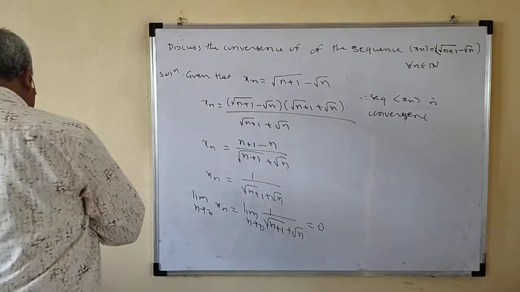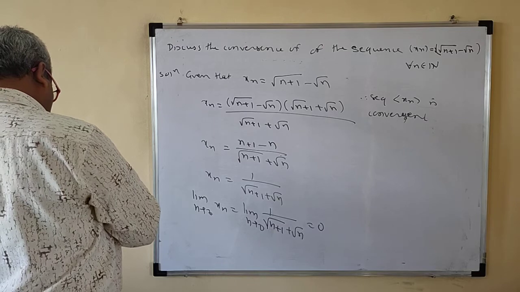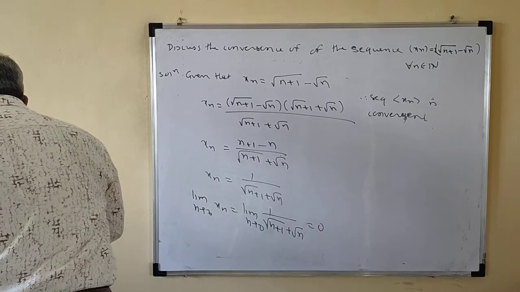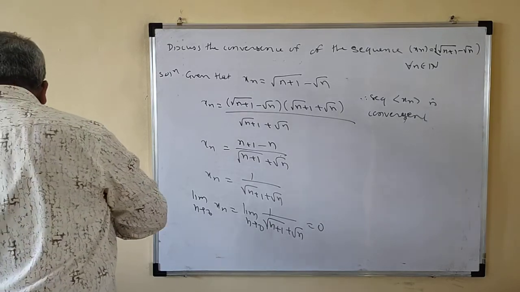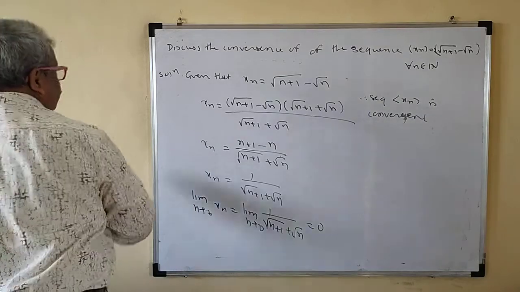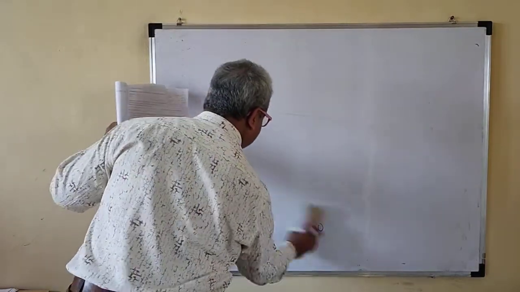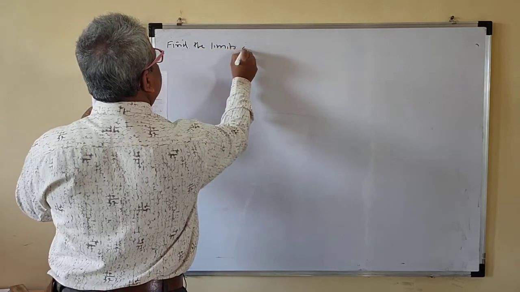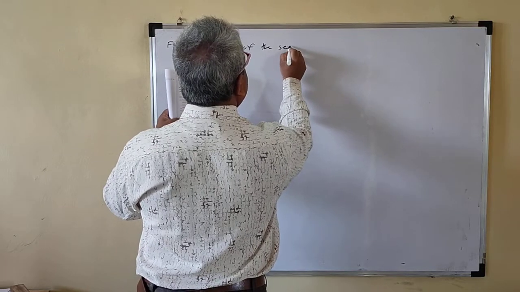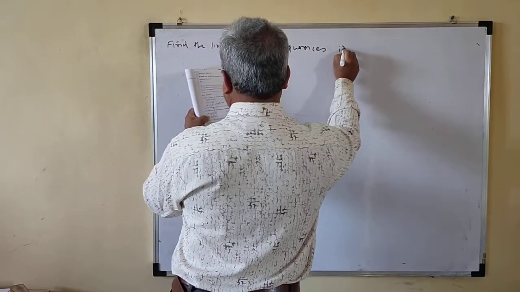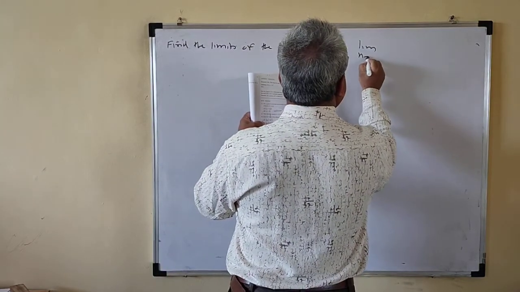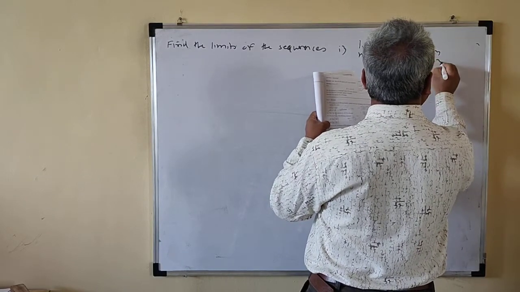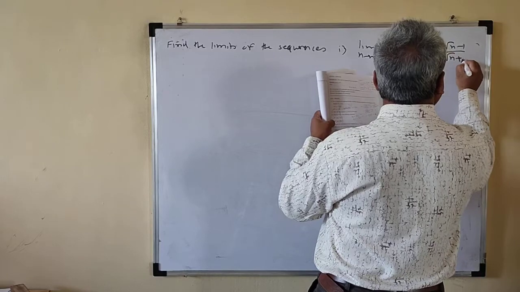Okay, now we will take the next part. Next one is: find the limits of the sequences. 1: limit n tends to infinity minus 1 raised to n upon n plus 2, and limit n tends to infinity root n minus 1 upon root n plus 1.